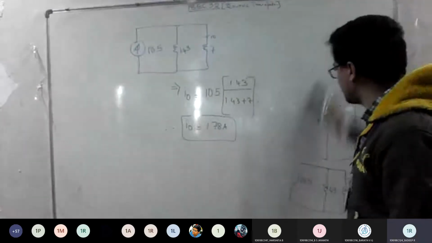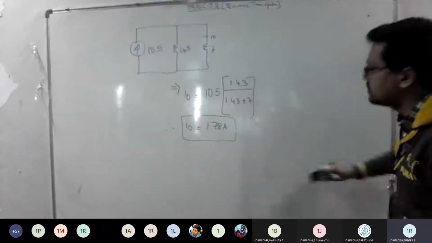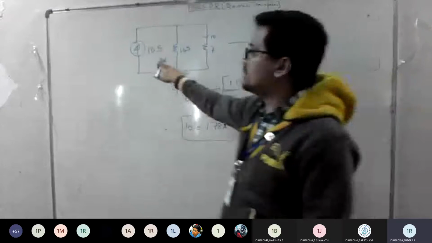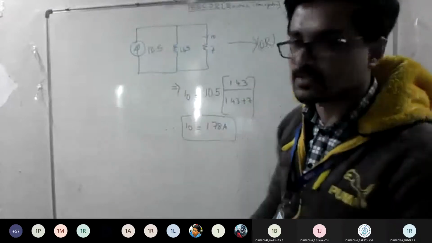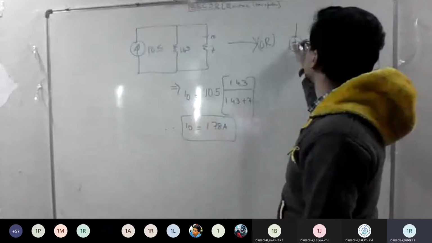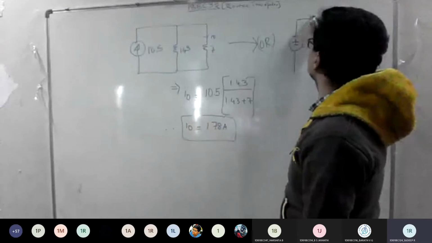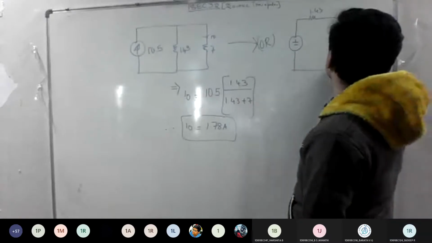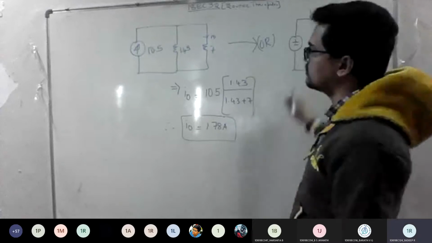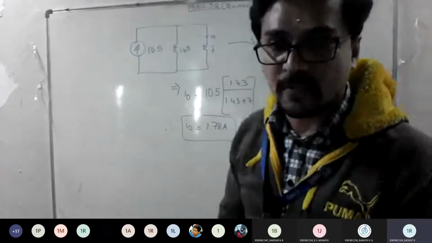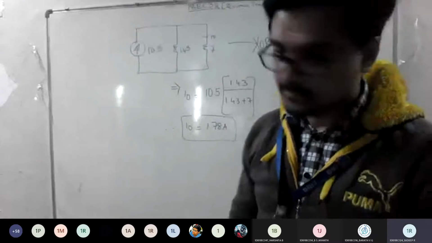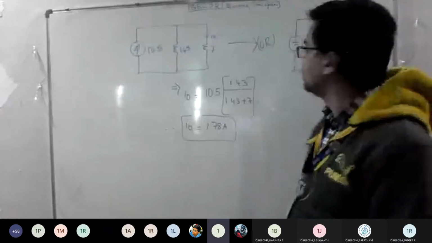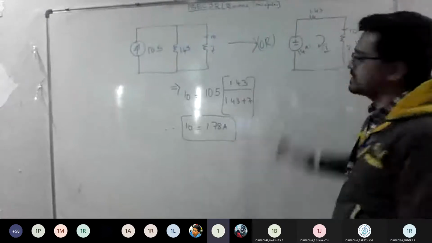So what you can do here is, after this step, convert this practical current source to a practical voltage source. So what is the value? Plus minus 14.91. The resistor will be written 1.43 and here 7 is there, keep as it is, and this is your I naught. What is the value of voltage here? V is equal to I into R, 14.91. So now I need to apply mesh analysis.